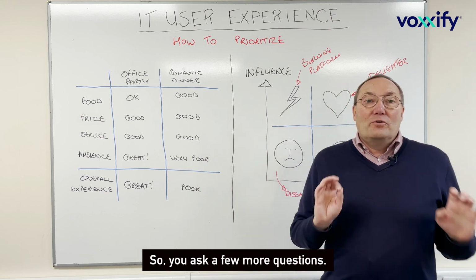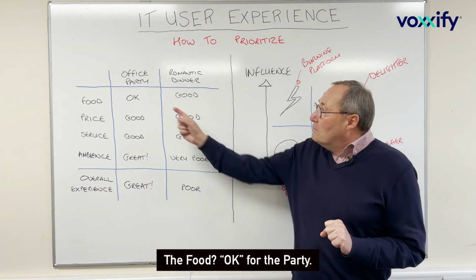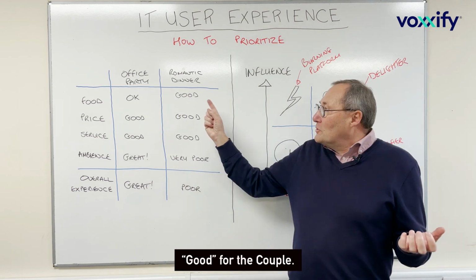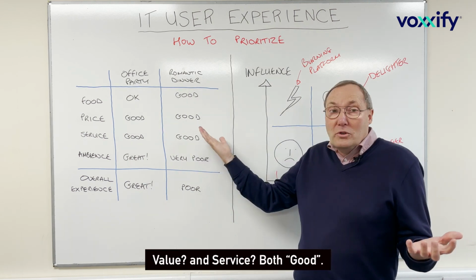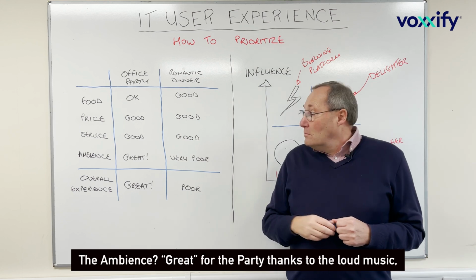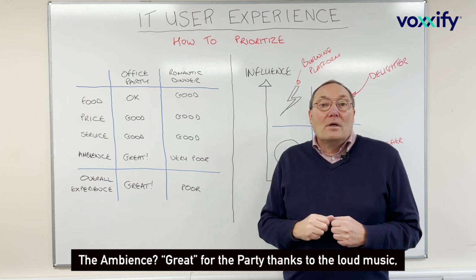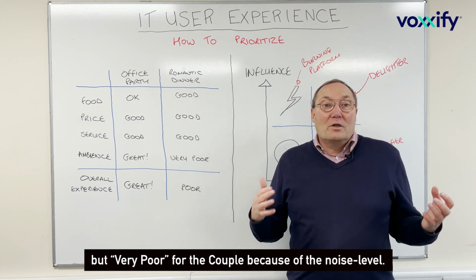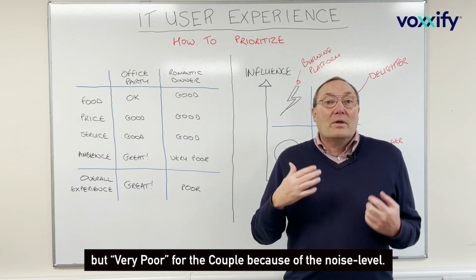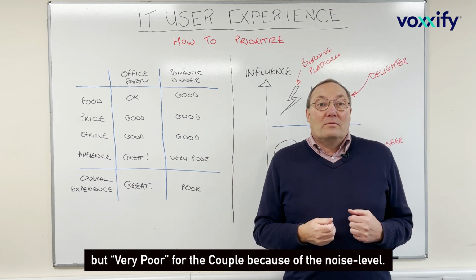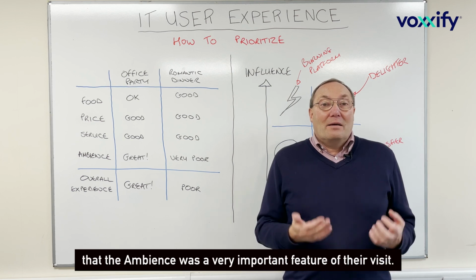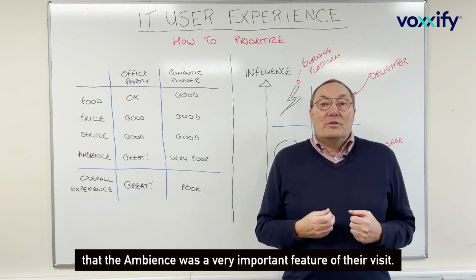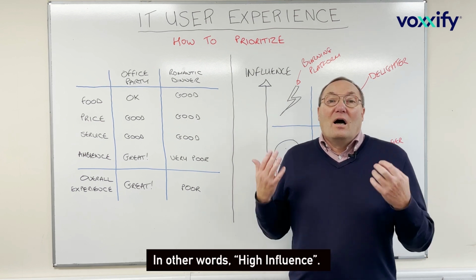So if you ask a few more questions, the food, okay for the party, good for the couple. Value and service, both good. The ambience, great for the party, thanks to the loud music, but very poor for the couple because of the noise level. Each group wanted different things, and it was clear that the ambience was a very important feature of their visit. In other words, high influence.